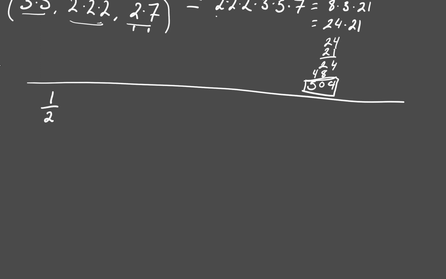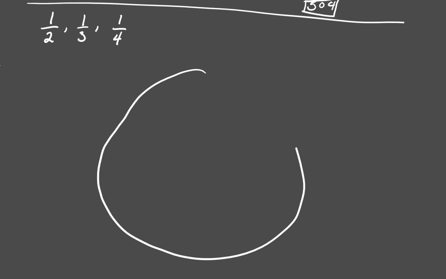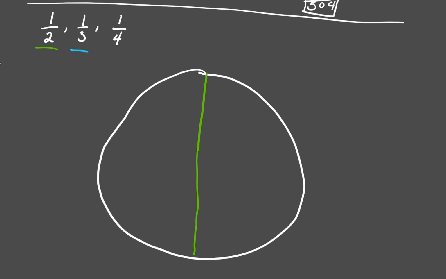So let's say I have 1/2, I have 1/3, and I have 1/4, and I wanted to find the least common denominator. So I'm going to draw a circle here first. And we'll take green. So if I split this circle in half so that I have the halves, okay, so I've got 2 pieces that are equal for the halves. Let's pick a different color. Let's go blue. We're going to do that for the thirds.